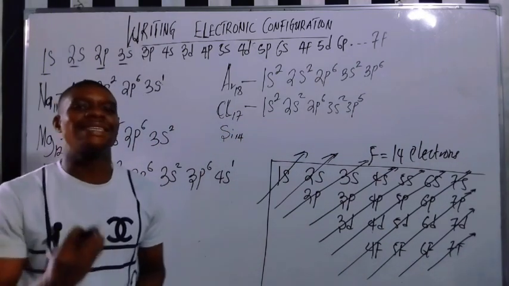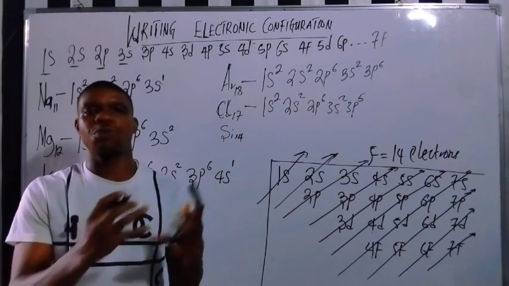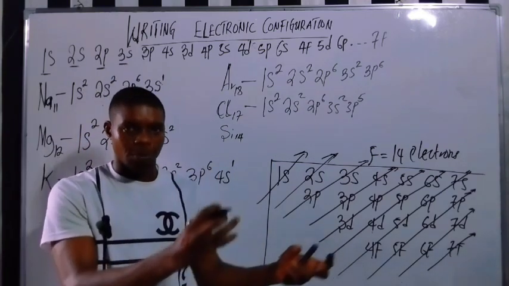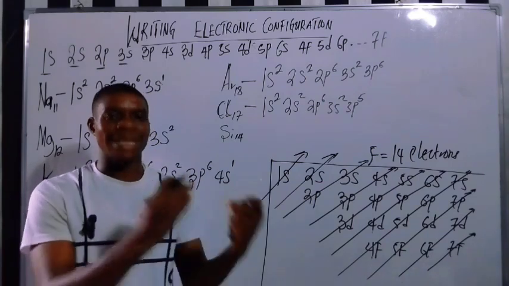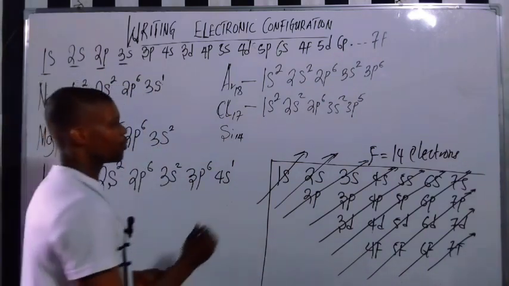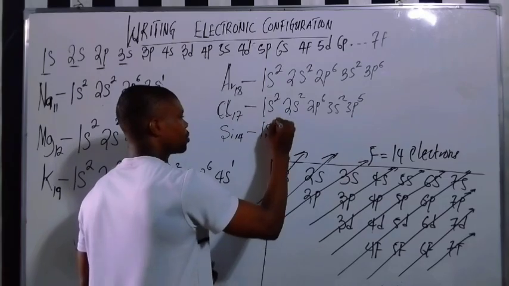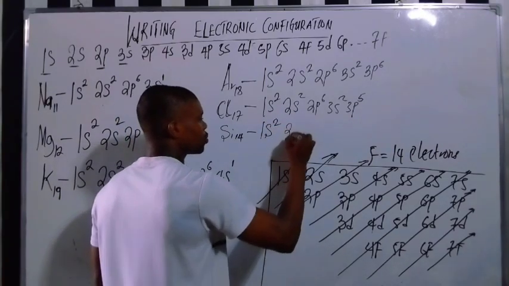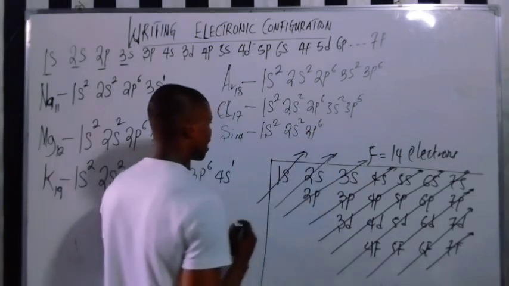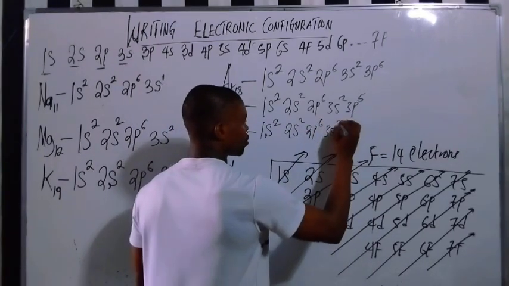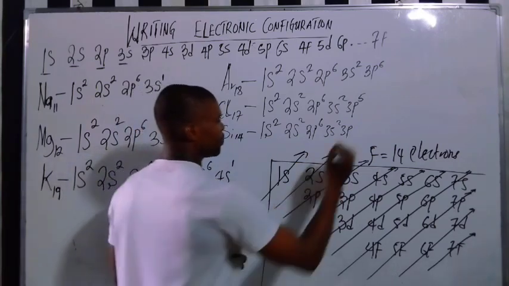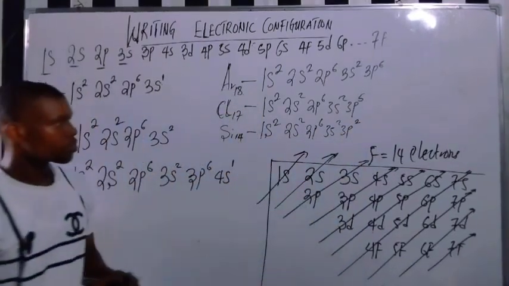Before you can write the electronic configuration of any element at all, you must know the atomic number, which is also the electron number. From the atomic number, you know the electron number, right? So for 14 here, it is going to be 1s2, 2s2, 2p6, 3s2 and 3p2. That is it.